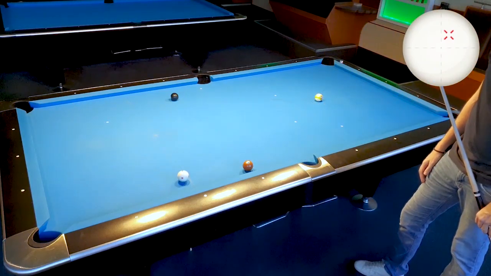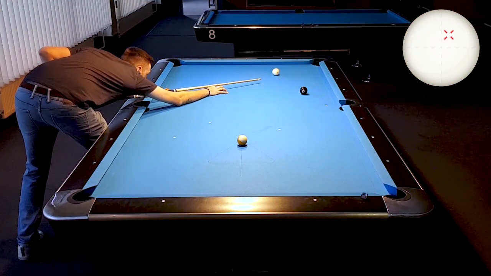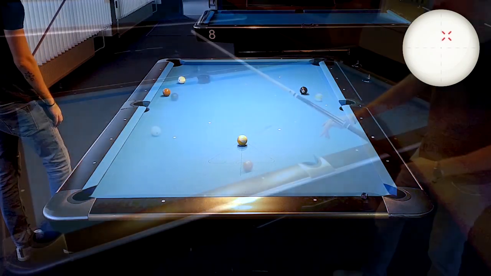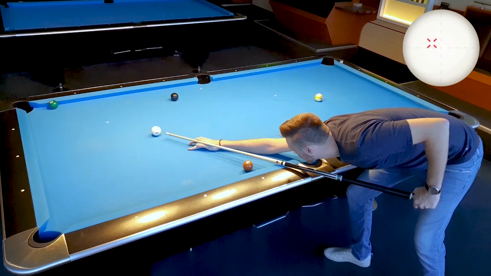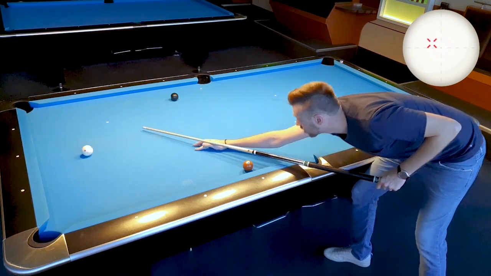The advantage here is that it's very easy to execute. The disadvantage here is that we will be on the short side and there is also the risk that we are ending straight. When playing this shot with inside English, it's basically the same. The only advantage is that the putt gets a little bit easier.